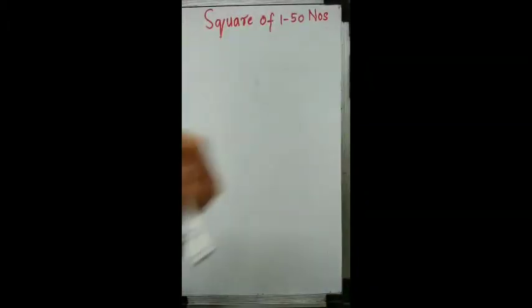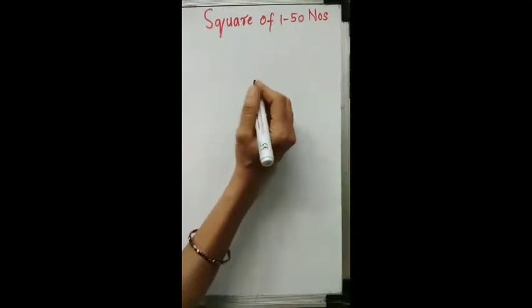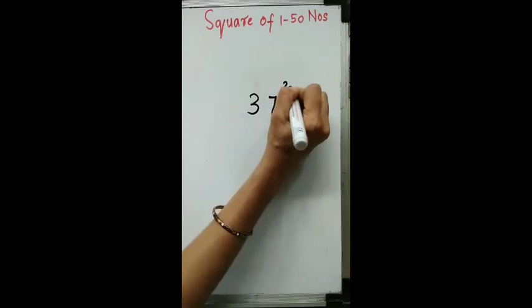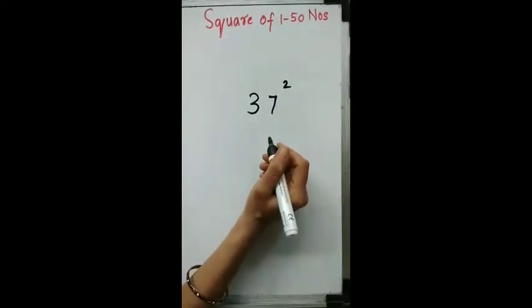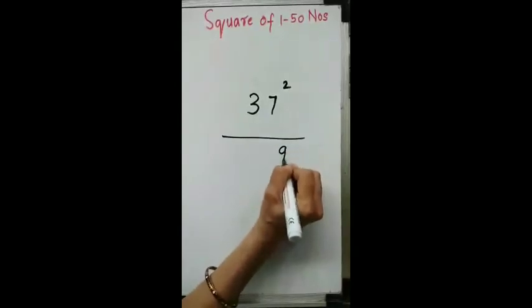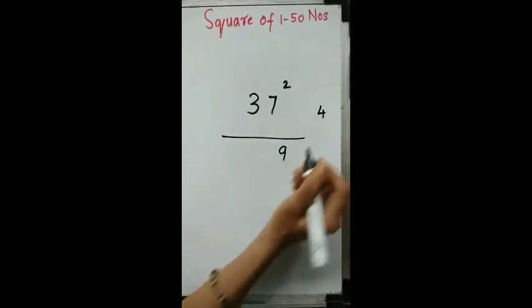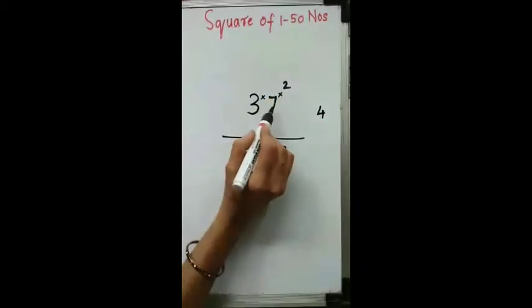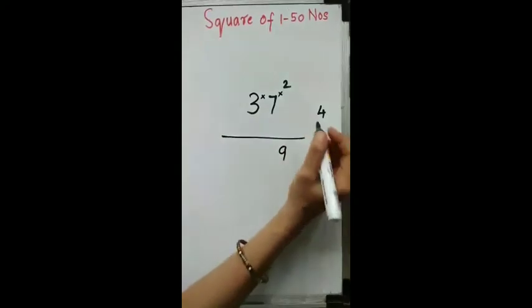Now for example, I take the number 37. I have to find the square of 37. What am I going to do first? 7 7s are 49. 4 is carried. Right? Now I will multiply this. That is 7 3s are 21. 21 2s are 42.